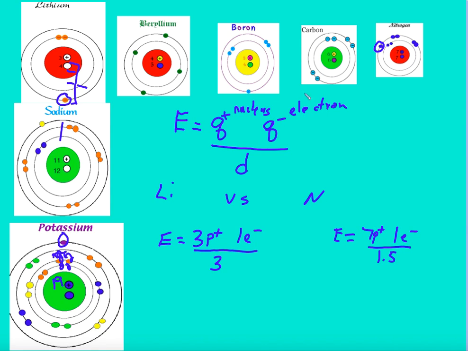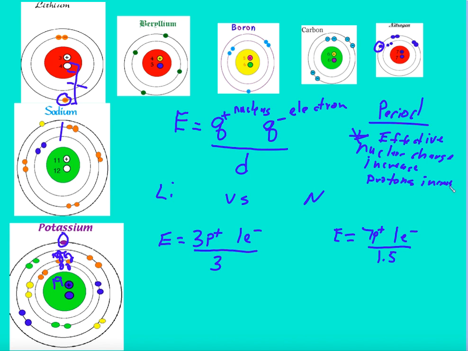So going across a period, there are 2 factors. Let me write it up here. In the period trend, you always have to mention 2 factors. Number 1, the effective nuclear charge increases. It increases because protons increase as you go across. Look, lithium has 3, beryllium has 4, boron has 5. See how you're getting more protons? So the nucleus becomes more powerful as you go across a period.